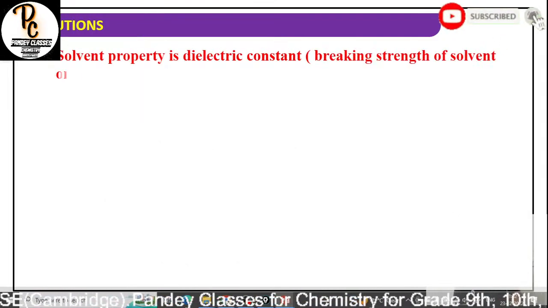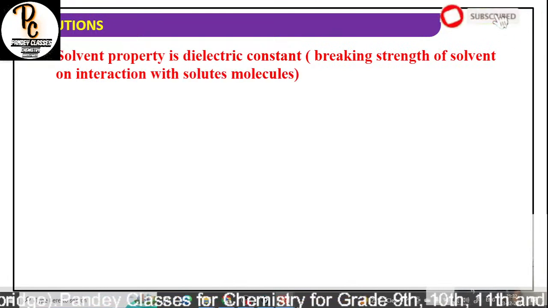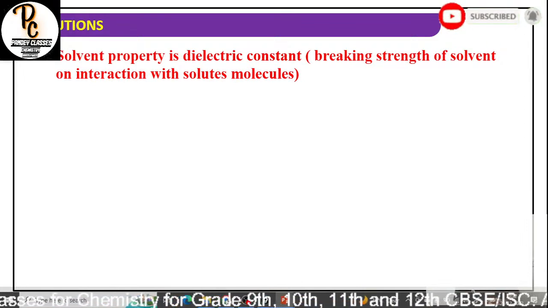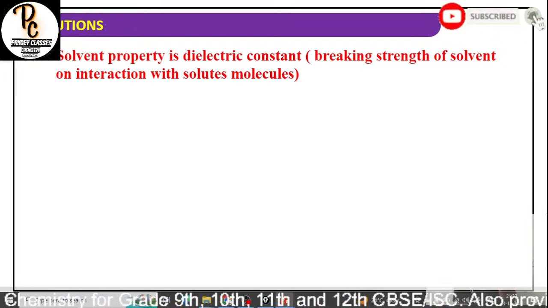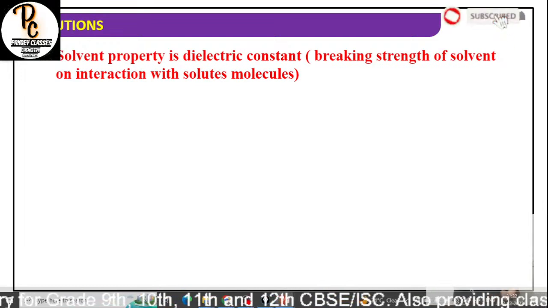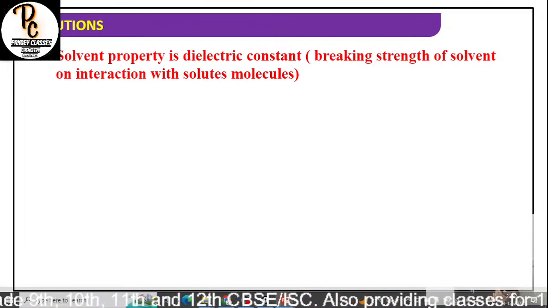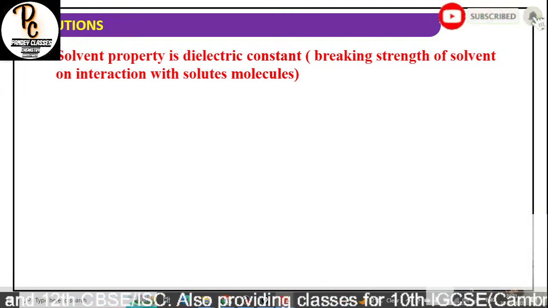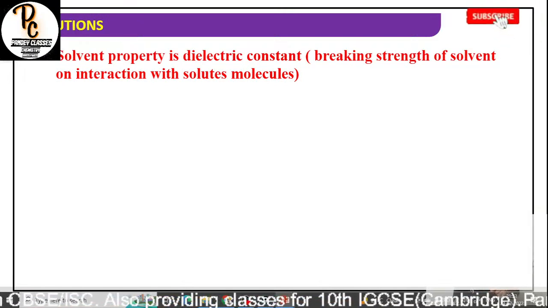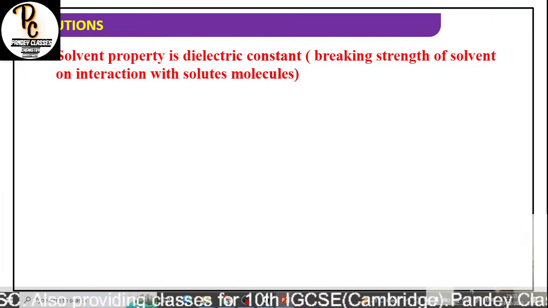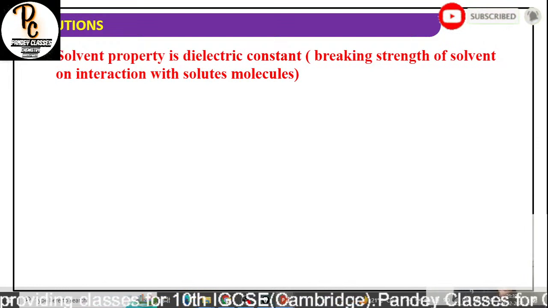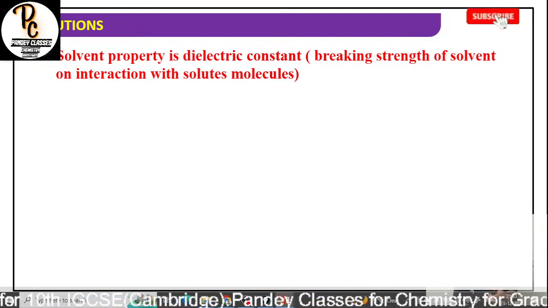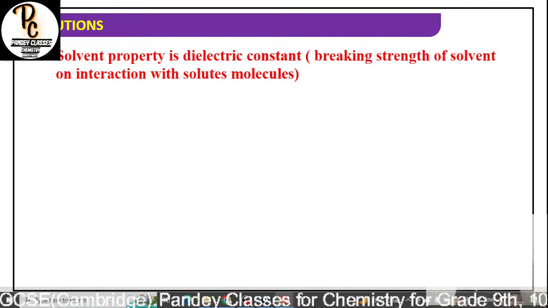Solvent property is the dielectric constant, the breaking strength of the solvent on interaction with solute molecules. You must have studied about dielectric constant; it decides the strength. We talk about the solvent part only. Suppose we talk about water, its dielectric constant is 80. Once we add any ionic compound into it, its high dielectric constant immediately breaks the positive and negative ions into cation and anion, and the ions become more mobile. Once we apply an electric field, they start moving.